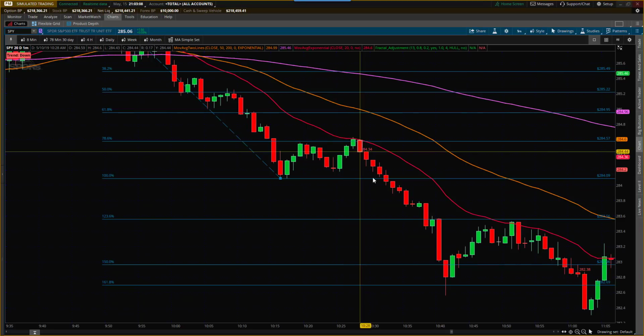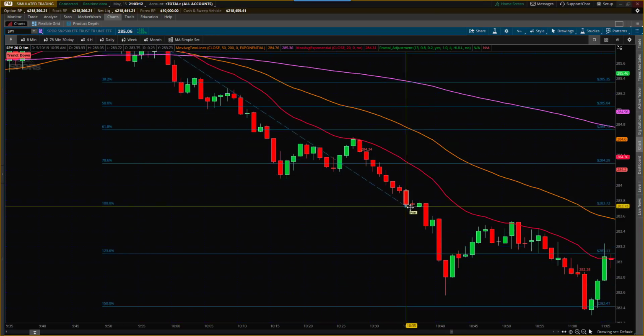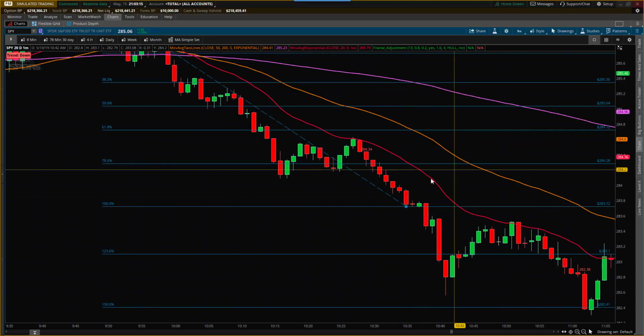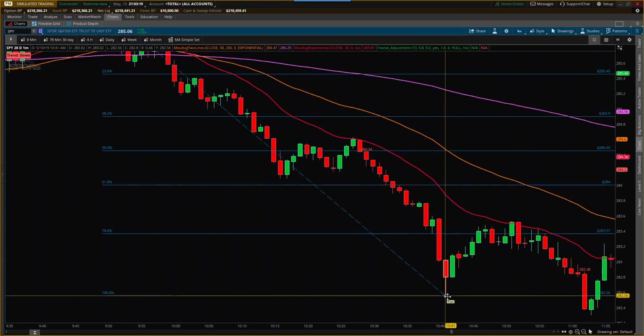And then we really had a breakdown from there, right? We had our breakdown to the next leg. Never saw a pullback even get close, and it just continued to move down to this point.